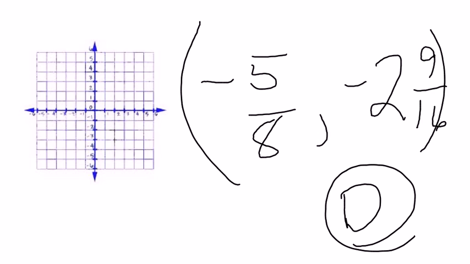Okay. C also has negative 5/8, but it has the wrong y-coordinate, so we needed that. You needed the correct y-coordinate as well for the vertex. Okay, moving on.